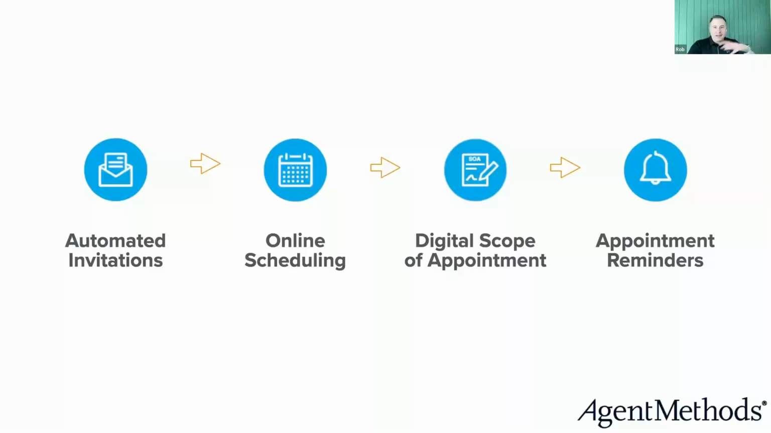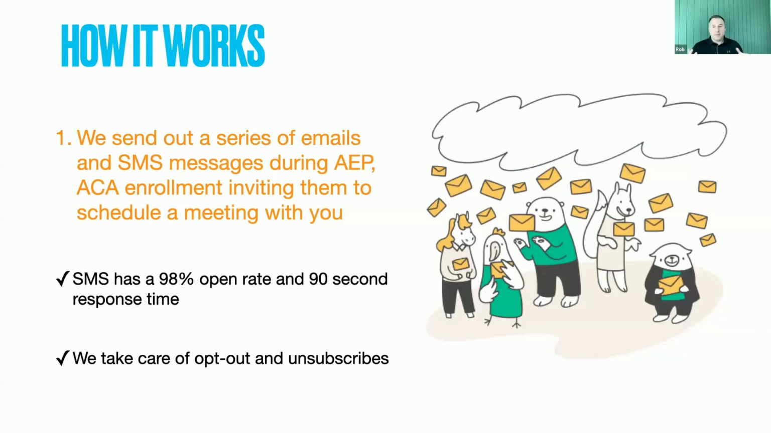Because really, you want to look at that same kind of customer life cycle. How people are getting on your calendar is also a life cycle, from automated invitations to online scheduling to the digital scope of appointment and 48-hour rule, and then also those appointment reminders to make sure they show up to it. And how it really works, especially when it comes to AEP, which is what our big focus is obviously right now, because that time is ticking away for that one. Prior to AEP, we actually send out a series of emails and SMS messages to all your clients. Even during ACA enrollment, we can do that one as well, to really make sure they're getting on your calendar.